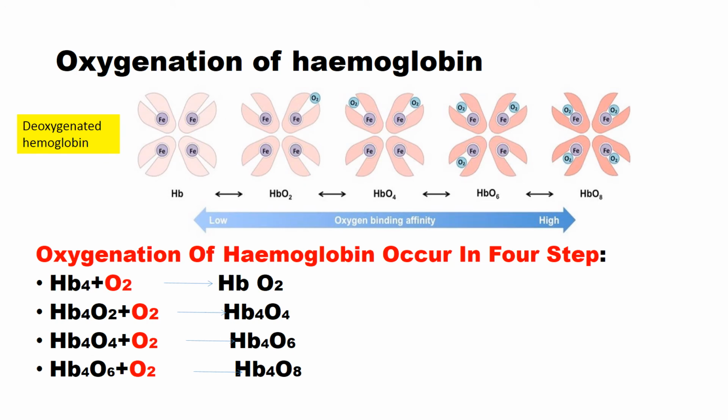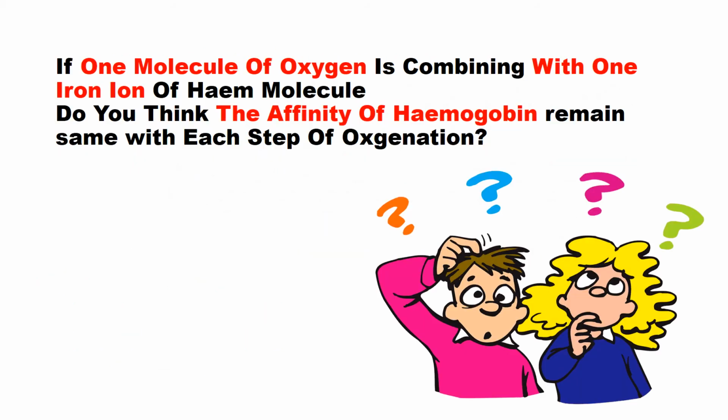The process of oxygenation occurs in 4 steps, as we can see here. The hemoglobin has 4 molecules of heme, so each molecule of the hemoglobin can combine with as much as 4 molecules of oxygen. One molecule of oxygen combines with one iron ion which is present on the heme molecule. So do you think there is any change in the affinity of the hemoglobin chain, or does it remain the same with each step of oxygenation?